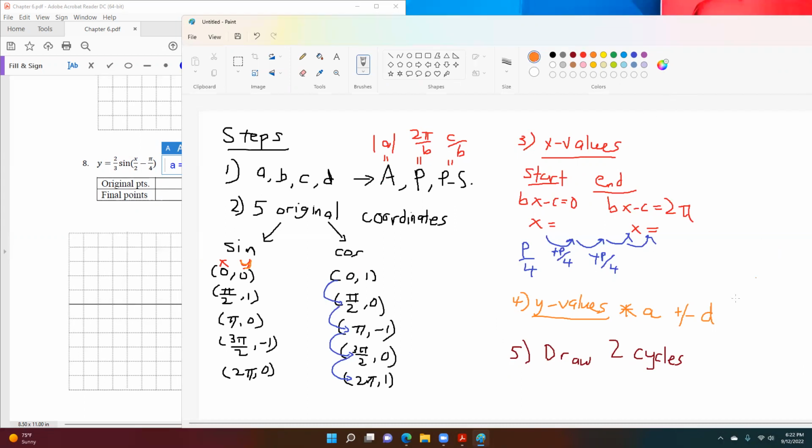And again, you have to repeat this 5 times. The reason you need to repeat it 5 times is because you have 5 y values given to you. So if you are doing sine, you take the 0, 1, 0, -1, and 0. You have to multiply all these y values by A, depending on what A is, and you have to add or subtract D.